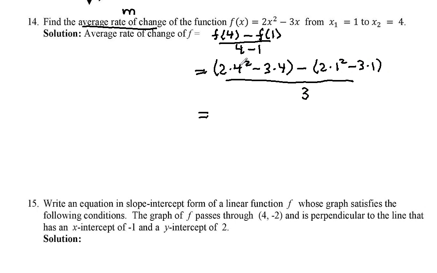So let's see, this is 16. 32 minus 12 is 20. Minus 2 times 1 is 2, minus 3, negative 1. And then divide by 3, and that's 21 over 3, which is 7. So our average rate of change for that function is 7.